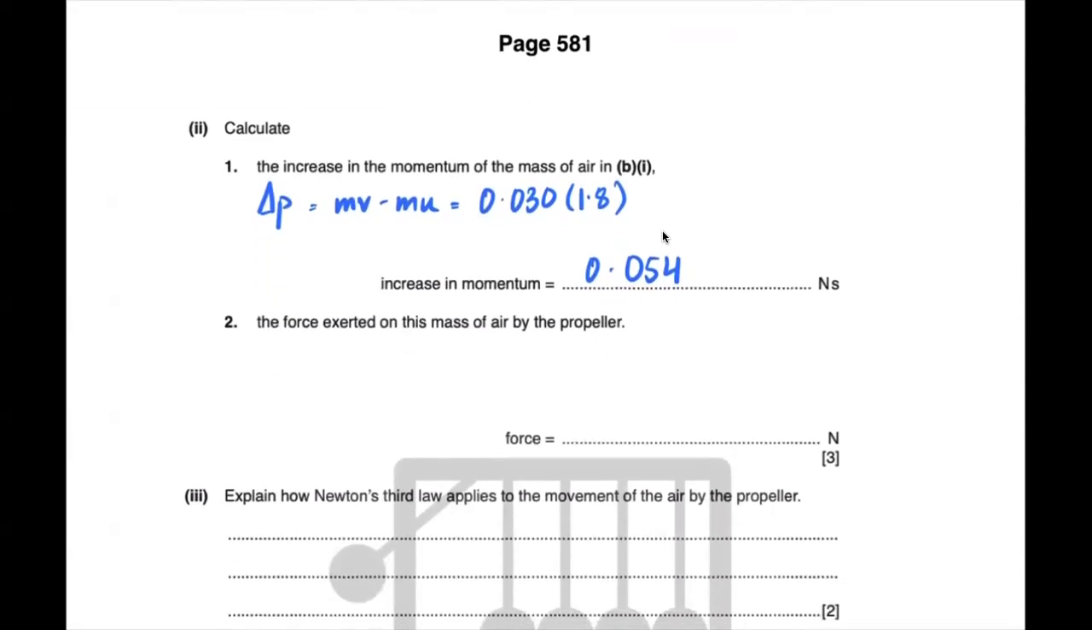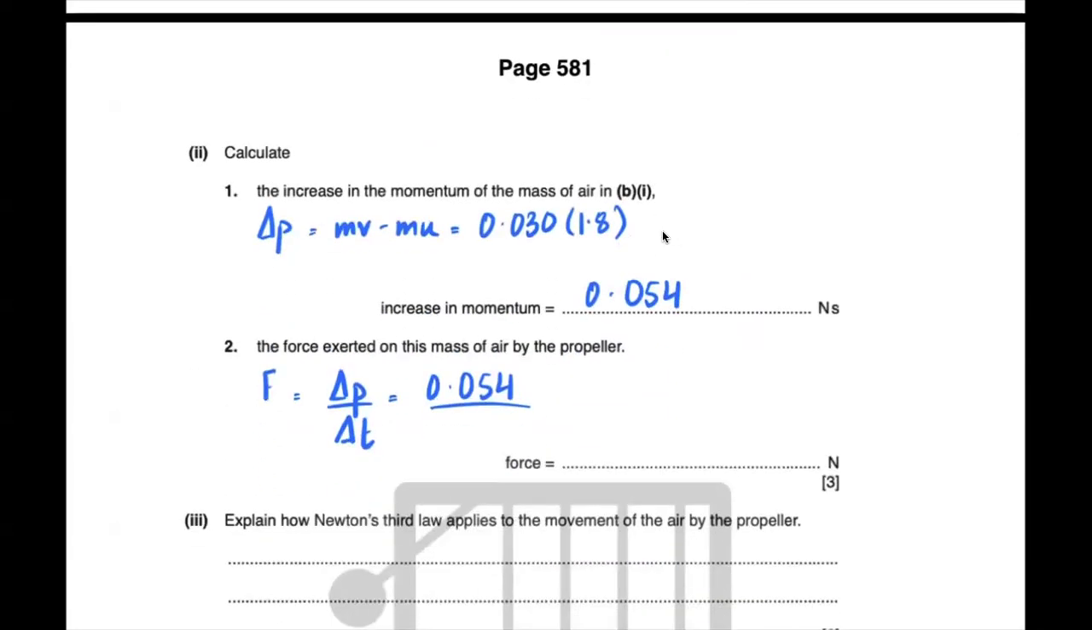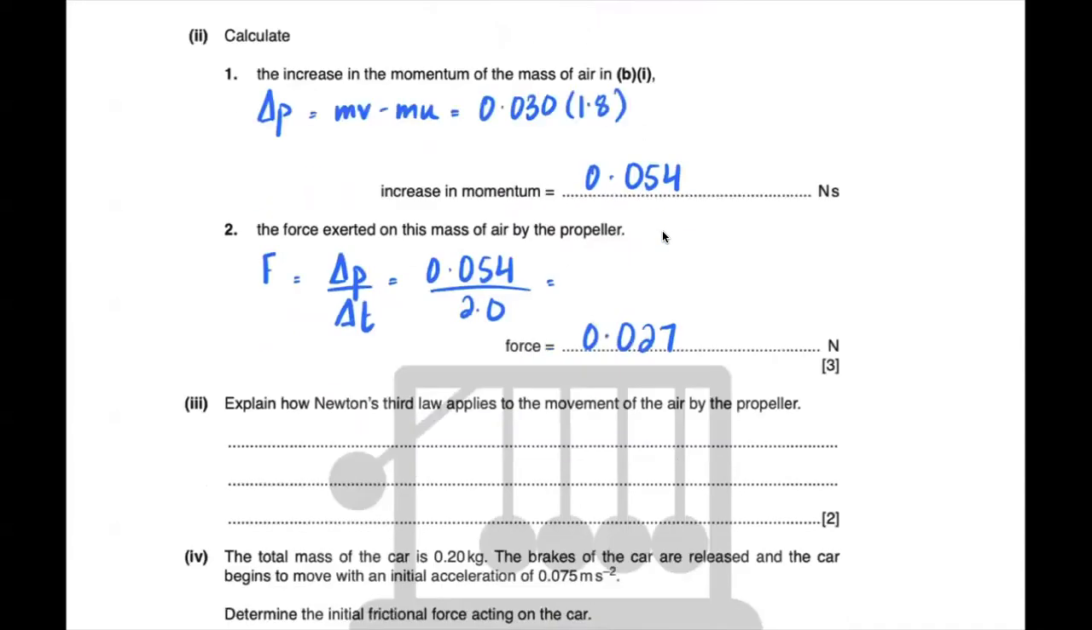Force exerted on this mass by the propeller. If I have the change in momentum, all I need to do is divide it by the time to get the force. So 0.054, the time was 2 seconds. So this value now turns out to be 0.027. Explain how Newton's third law applies to the movement of the air by the propeller.